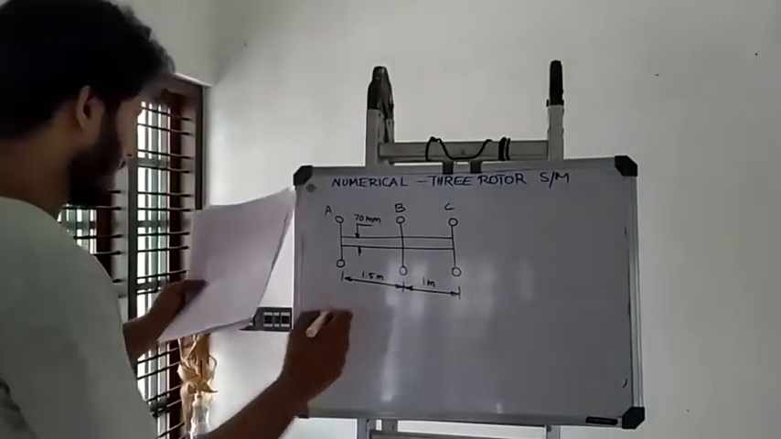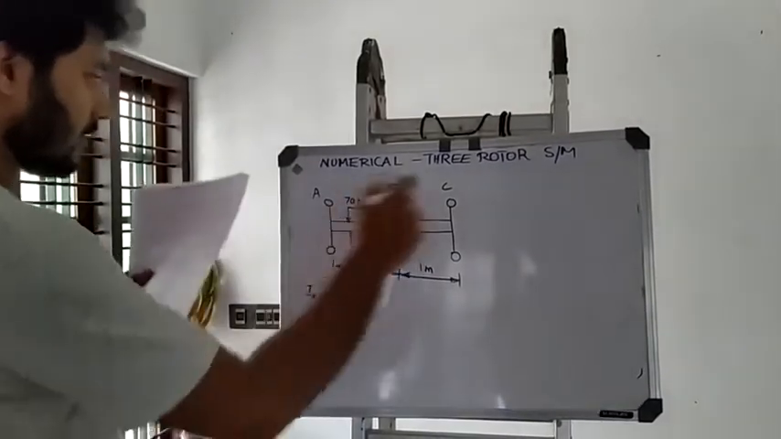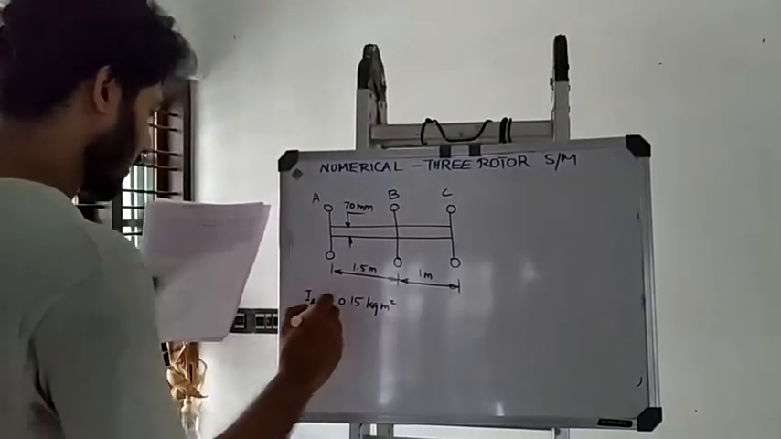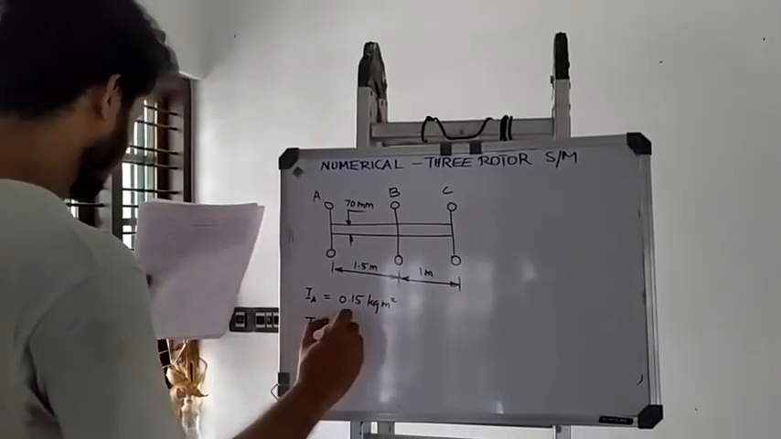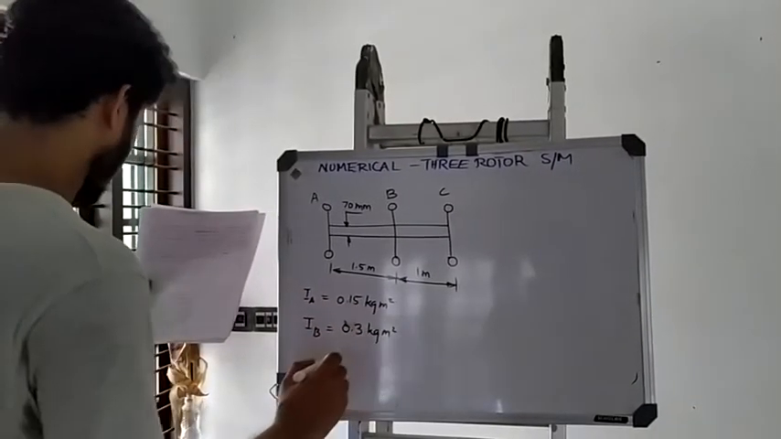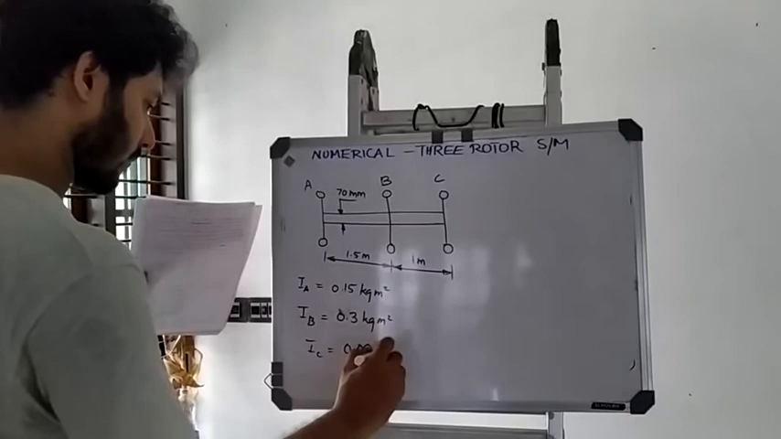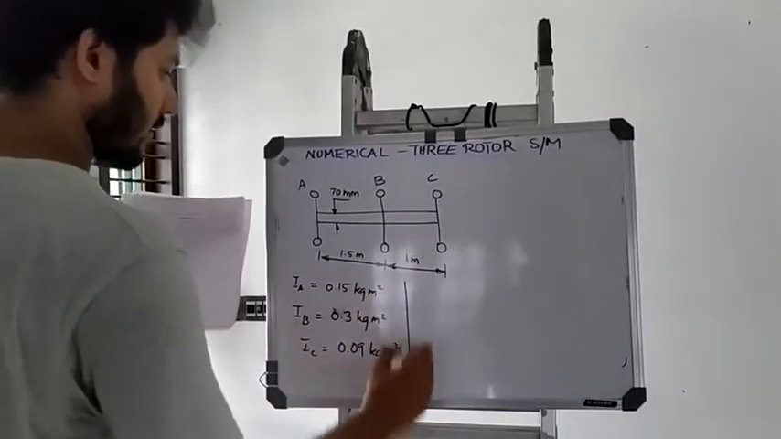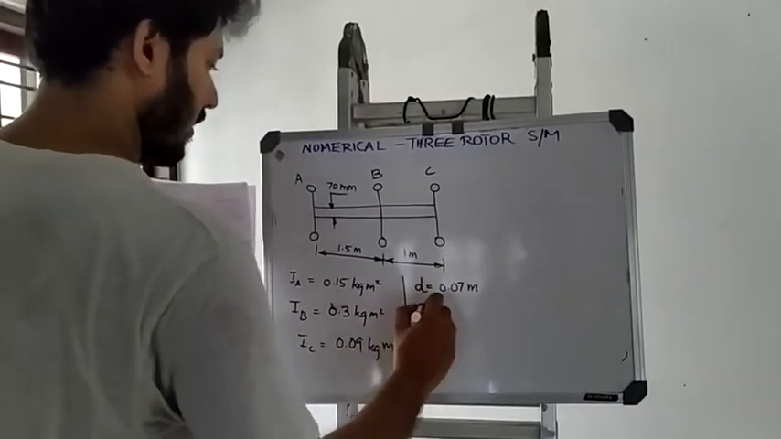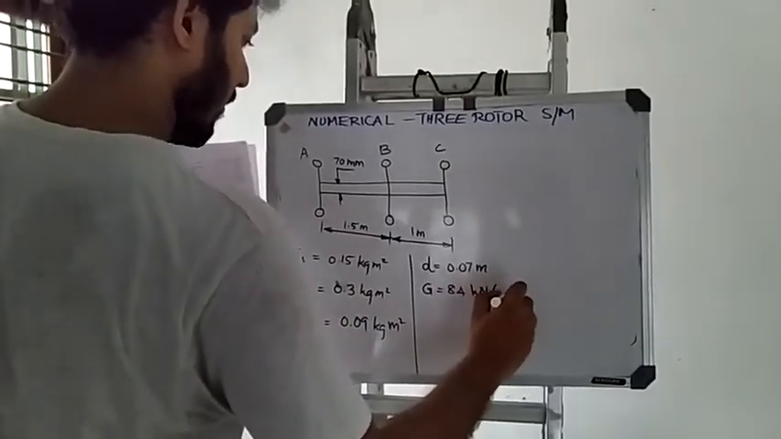Now let us write down the given data. IA, the mass moment of inertia of the rotors, is given directly as 0.15 kg meter square. IB is given as 0.3 kg meter square and IC is given as 0.09 kg meter square. Next, D is given as 0.07 meters. G is given as 84 kilonewton per mm square.